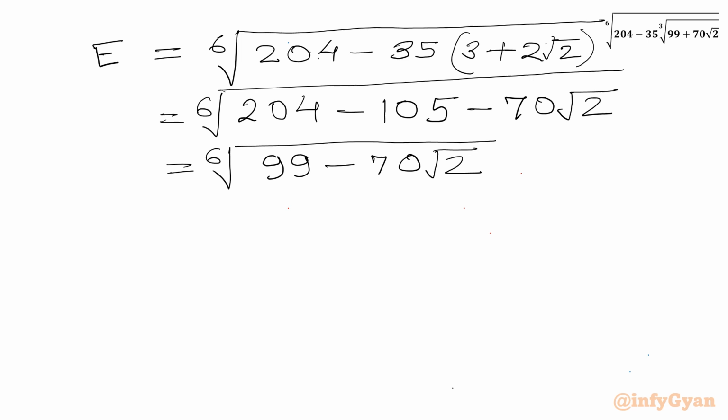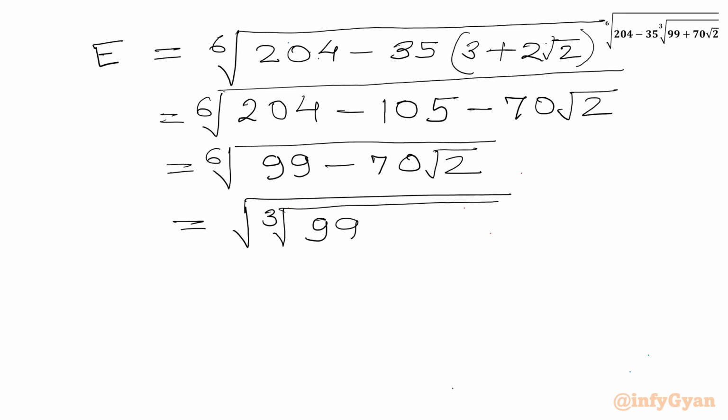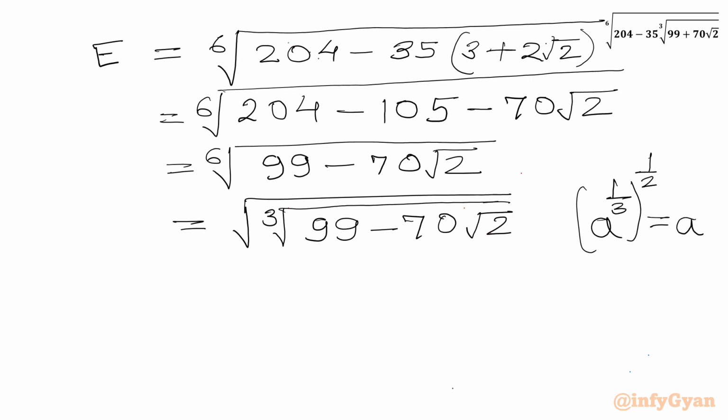Now I can write this 6th root as a square root followed by cube root of 99 minus 70 square root 2. It is a power 1 over 3 whole power 1 over 2. So this will become a power 1 over 6 or 6th root of a.